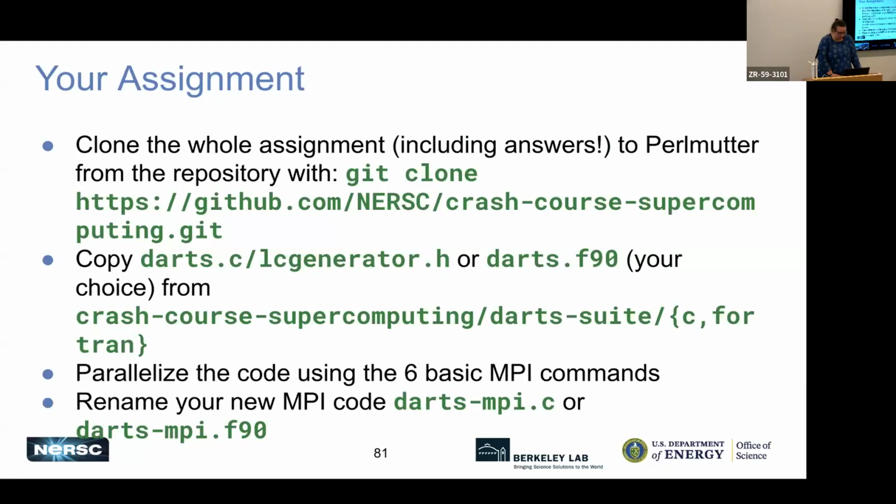So here's what we're going to do. We're going to clone the whole thing from our repository using git clone. We're going to copy the header file. Is there a .h file now? Yeah, Fortran also has a .h file. Okay, there's still a .h file. It's not called LC generator. We're going to copy that and we're going to parallelize the code using the 6 basic MPI commands. We're going to rename our code starts-mpi.c or .f90, depending on whether we're going to use C or F90 Fortran. Okay? Any questions here? That makes sense.